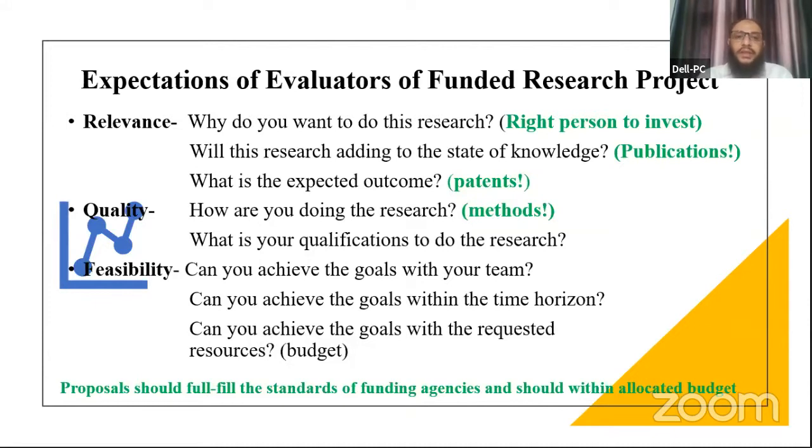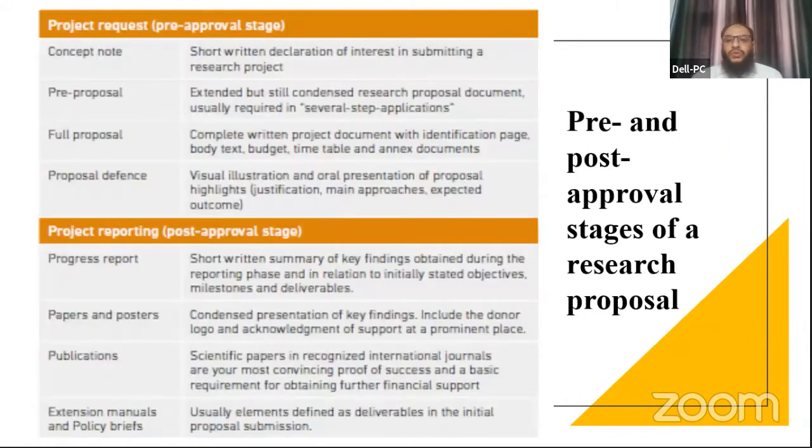If you are judged on all these three parameters, then the evaluator will try to evaluate your proposal on other features. So there are some pre and post approval stages of a research proposal. The pre-proposal stages are categorized in the concept note in the form of pre-proposal, full proposal, and proposal defense. Most of the time, they are optional.